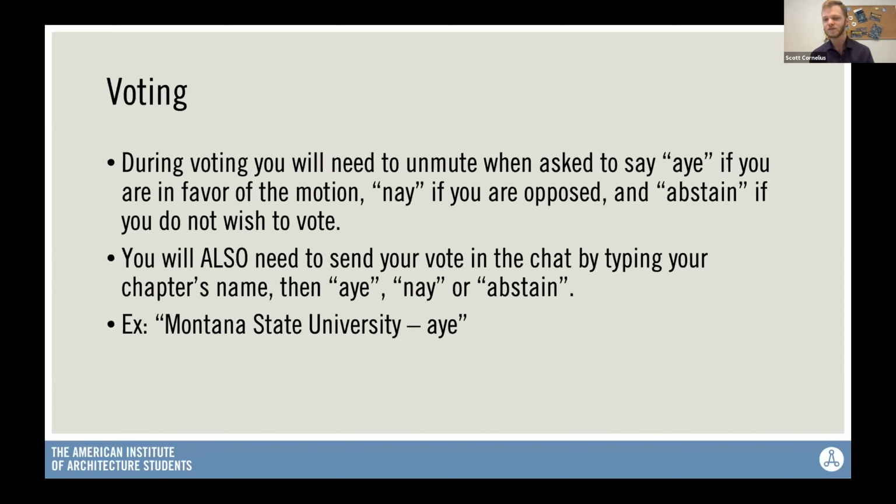I won't be able to tell super well how many people have said aye and how many people have said nay, but we will have it for posterity in the chat if we come to a point where we need that. So for example, sending in the Zoom chat, Montana State University, aye, would be very helpful. And then also the delegate from Montana State would unmute and say aye when asked. And we will go through a practice motion. So if this is confusing, I'm sorry, but we will go through it in a moment.